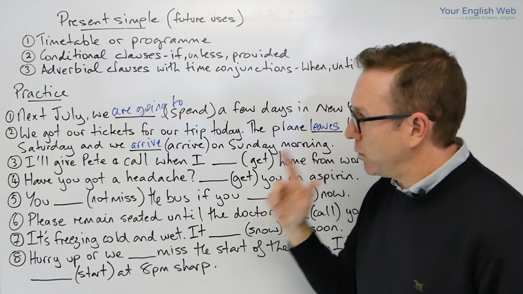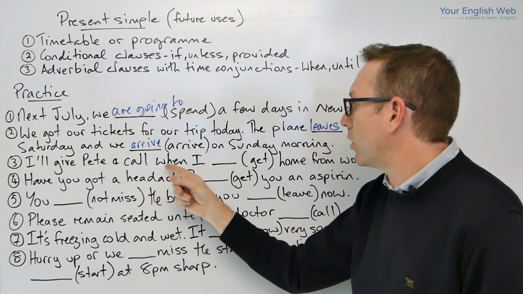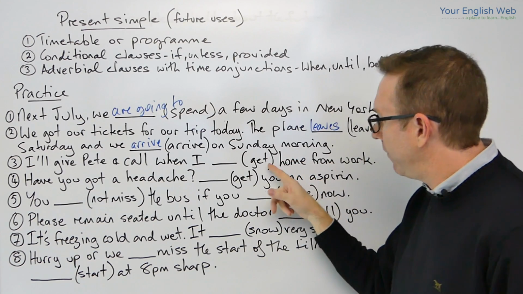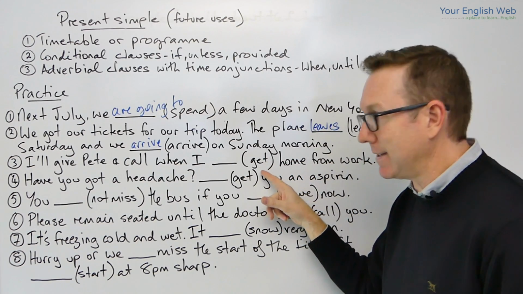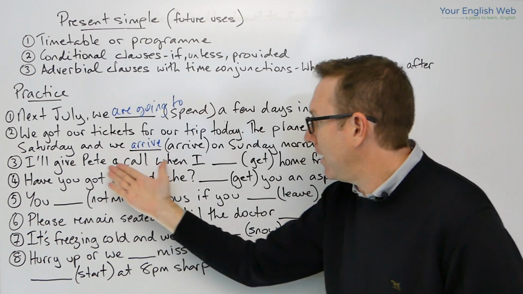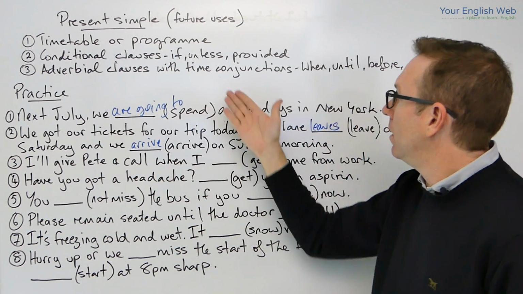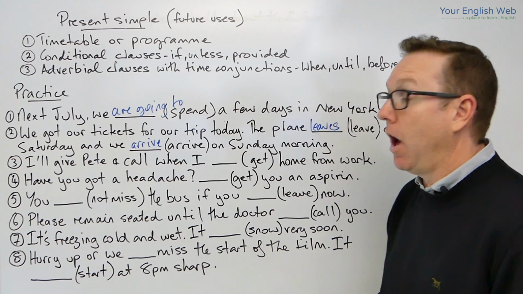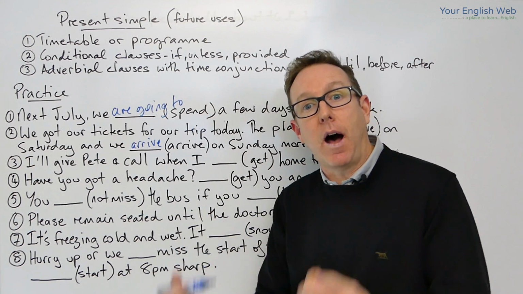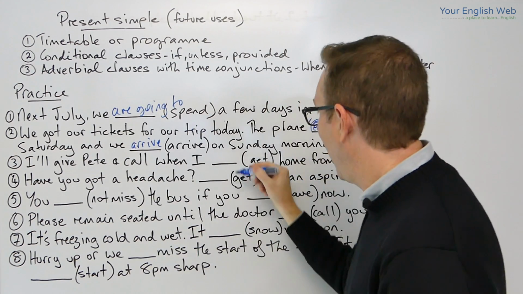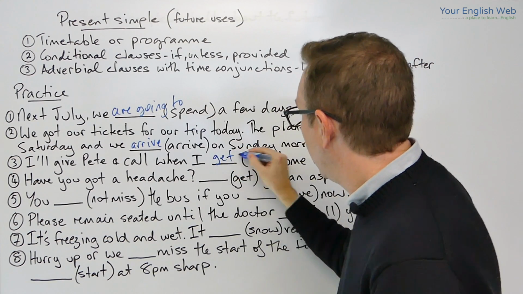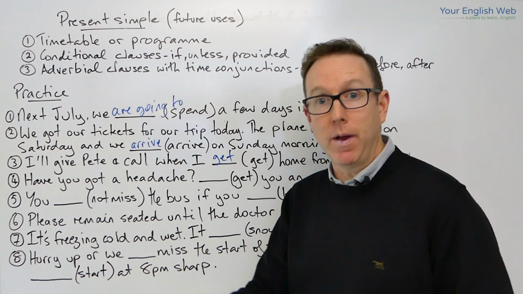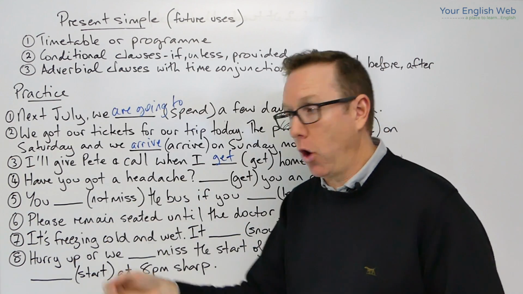The next one, number three. I'll give Pete a call when I get home from work. Now the verb we need to use is get. So I'll give Pete a call when. Let's have a look. Adverbial clause with a time conjunction, when. Okay, so when I get home. When I get home tonight. Not when I will get home, it's when I get home.